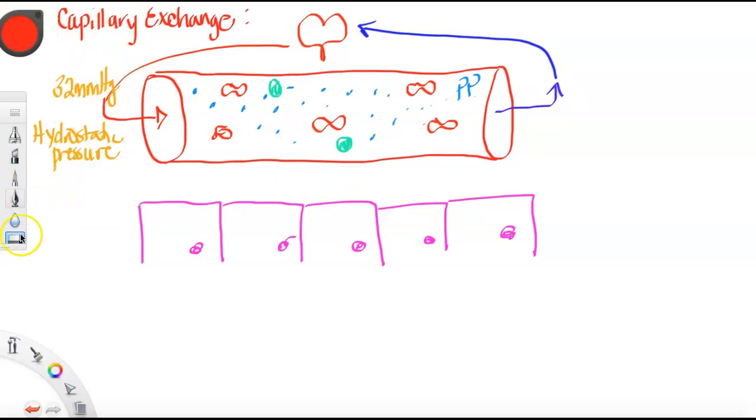So how does the capillary look? So I'm going to kind of erase this little line here. Because remember that the walls of capillaries are made up of endothelium, which is simple squamous epithelium. And these are flat cells, nuclei in them. Now remember, they're just one cell layer thick, right?